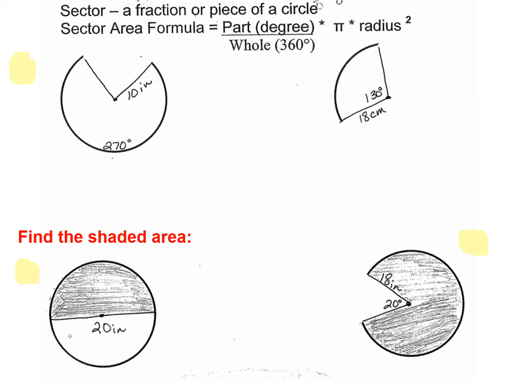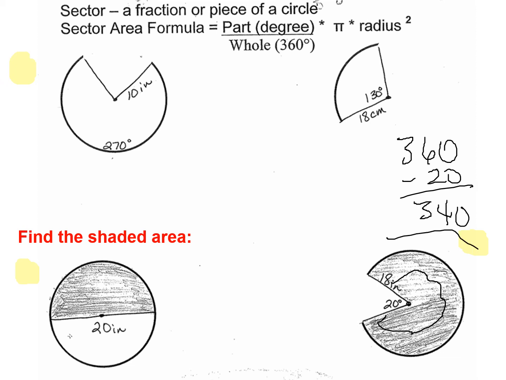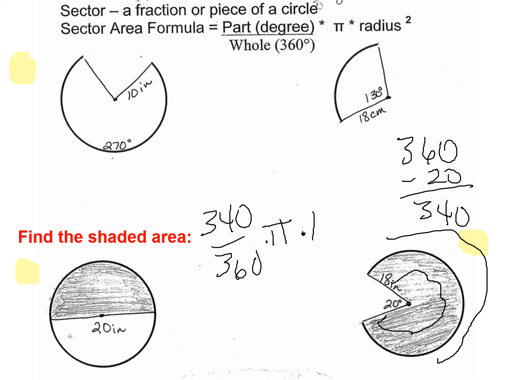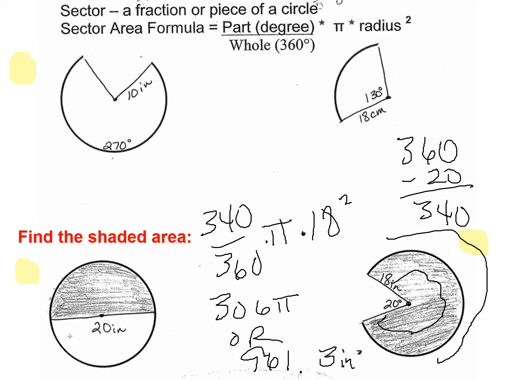All right, and then the last one here, we've got a weird shaded area. 20 degrees is not shaded. I want all this shaded up in here. That's the rest of the circle going around. So I'm going to have to say, I need 360 to take off the 20. It's going to give me 340 for all this outside part. So 340 over 360 times pi times 18 is a radius squared. And you get 306 pi, or 961.3. And that's in inches, so square inches. Cool? Cool.